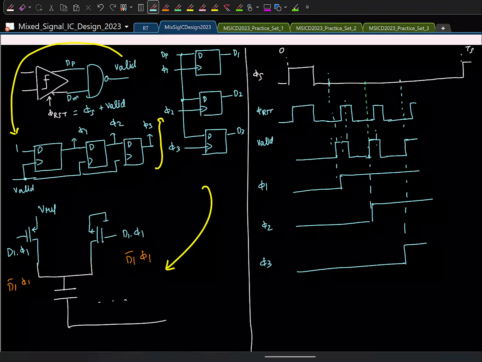Valid will come down. Since valid is given as reset, this will come down. So the comparator will compare once again. The inputs have not changed, but it will compare once again. So once again valid will go high and this will keep repeating.